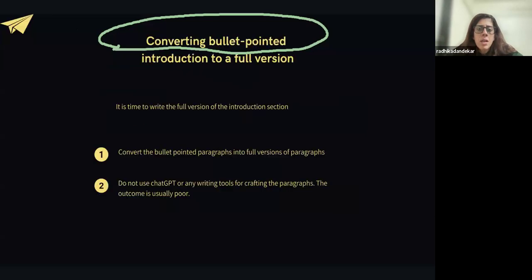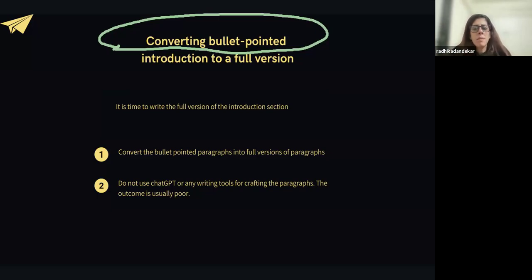Now we are at the point where we can convert a bullet pointed introduction to a full version. We have those five pointers mentioned, and we have to convert these 5 points into a 1,500 word essay. That is where we decide to use 5 or 6 paragraphs, where in every paragraph we mention every single point. That is how we maintain clarity and a clear vision.